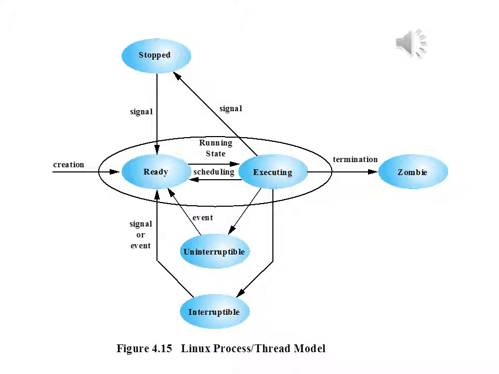Stopped. The process has been halted and can only resume by positive action from another process. For example, a process that is being debugged can be put into a stopped state. Zombie. The process has been terminated, but for some reason still must have its task structure in the process table.